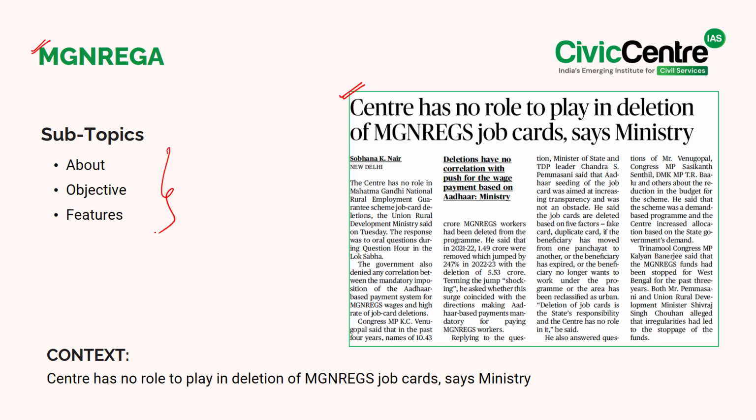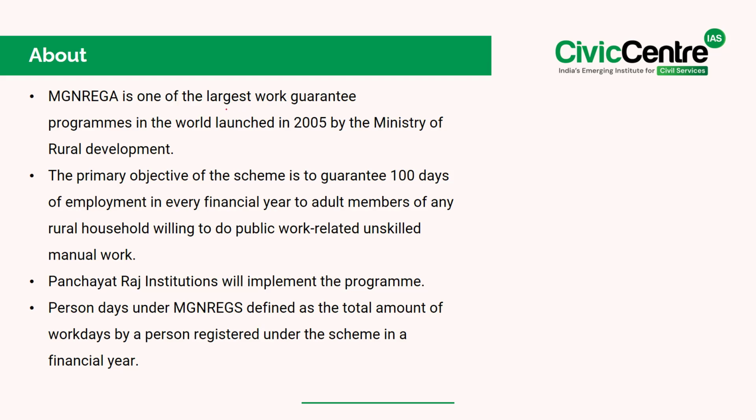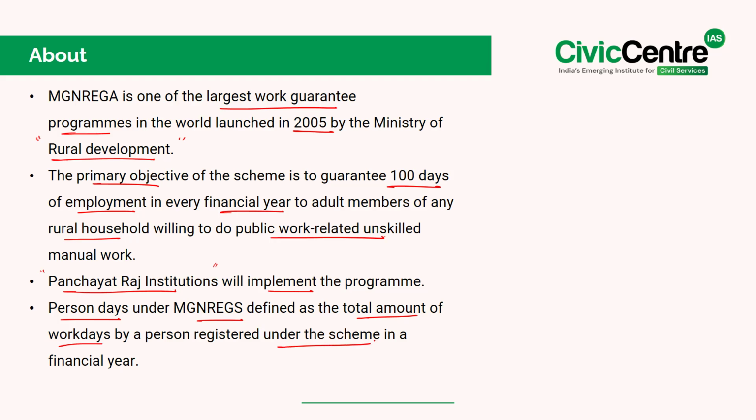See, MGNREGA is one of the largest work guarantee programs in the world, launched in the year 2005 by the Ministry of Rural Development. Significantly, the primary objective of the scheme is to guarantee 100 days of employment in every financial year to adult members of any rural household willing to do public work related unskilled manual work. Know that the Panchayati Raj institutions will implement the program. Notably, the person days under MGNREGA are defined as the total number of work days by a person registered under the scheme in a financial year.